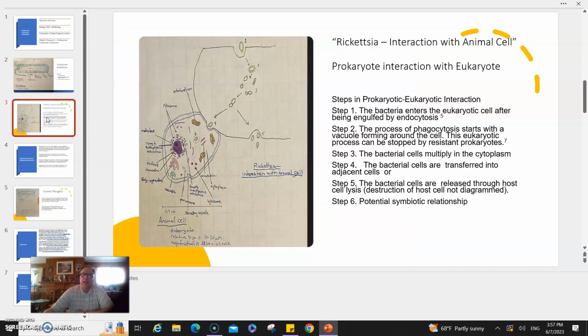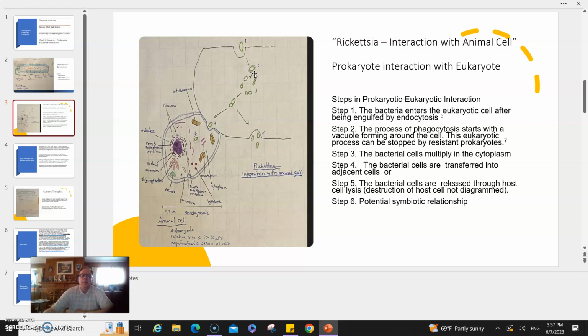The Rickettsia's interaction with an animal cell or any other eukaryote is delineated here by 6 potential steps. Step 1, the bacteria enters the eukaryotic cell after being engulfed by endocytosis. Endocytosis allows the bacteria to be engulfed in the membrane and then released into the cytoplasm in a vacuole.